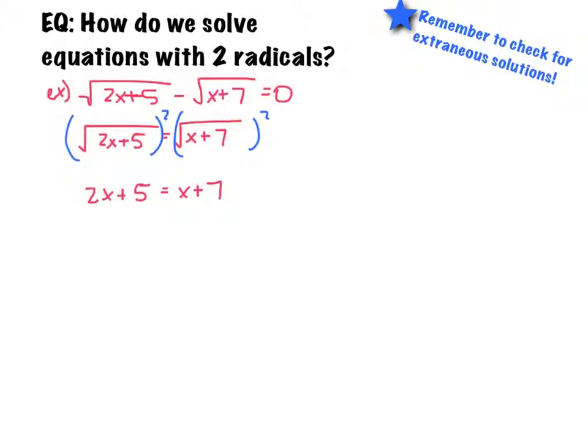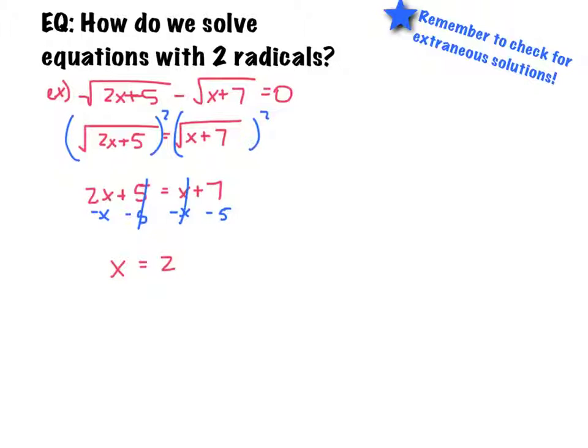Well, now we're back to an Algebra 1 type problem. We're just solving for x, right? I need to get my x's on one side and my constants on the other. So I'm going to subtract an x from each side, and I'm going to subtract the 5 from both sides. So now I have x equals 7 minus 5, which is 2. Alright, but we're not done with the problem because we have to remember to check for extraneous solutions.